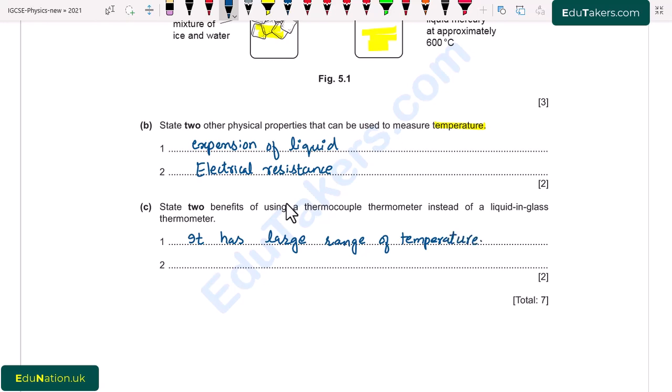And the second one is that it can also be used to measure very high temperature. So I write here measure very high temperature. That's why we prefer the thermocouple thermometer over the liquid in glass thermometer.